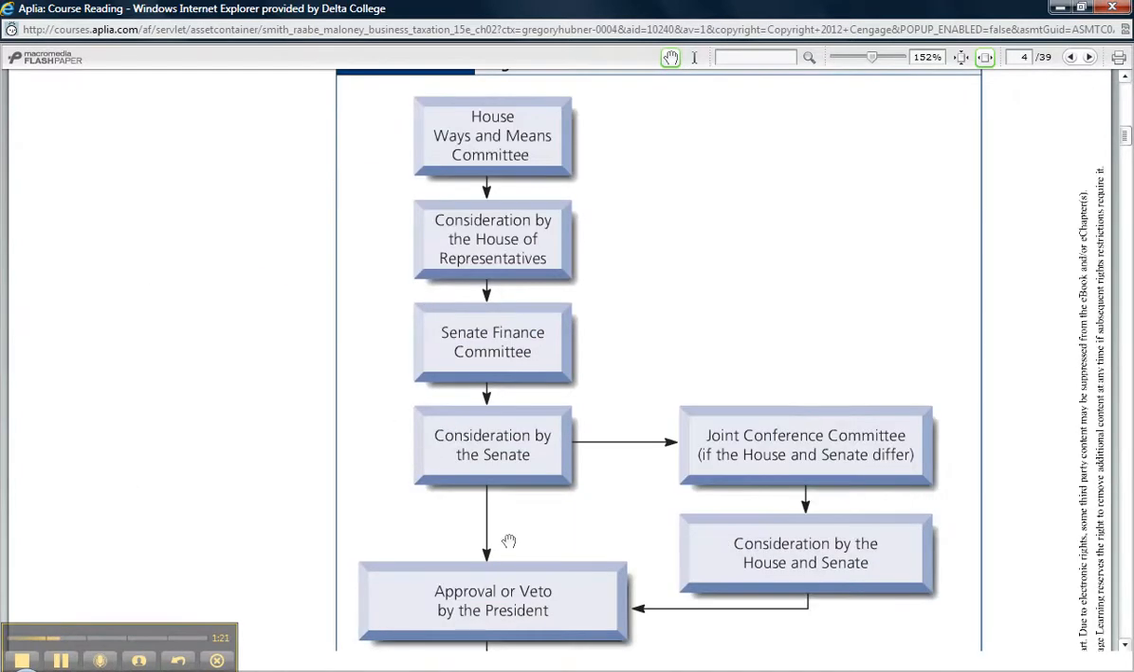Here's a visual aid depicting how laws are created, starting in the House Ways and Means Committee, going on to the House of Representatives. They vote. The Senate Finance Committee gets a say in how they would structure a law. The Senate then thinks about and confers on what the Senate Finance Committee came up with, and then they might have to have joint conferences before the law eventually gets voted on by the president.